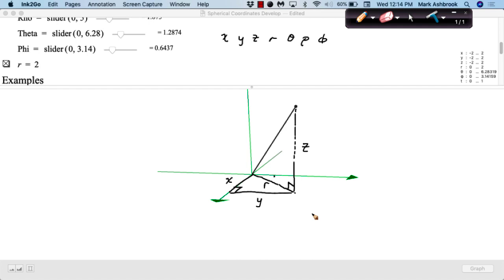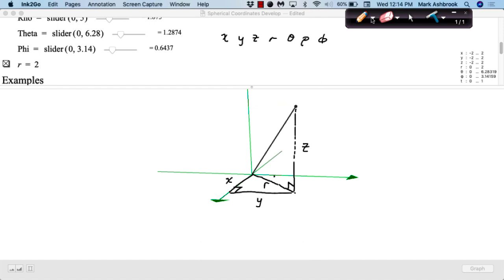So if you wanted to, you could draw it up here, and it would be like this. This would be r also. That's also r. That's horizontal, right? That's a horizontal distance to the point. Okay, what's left here? Rho.